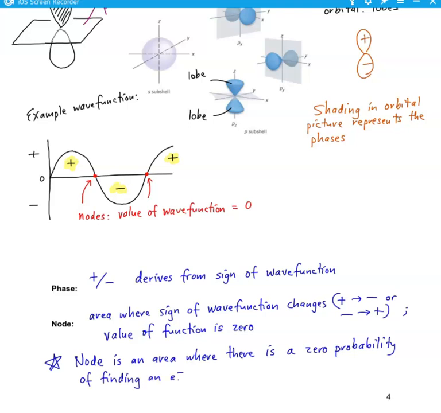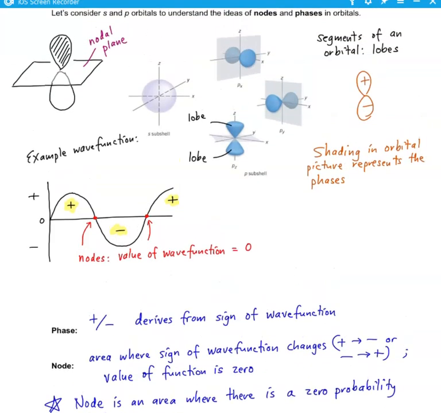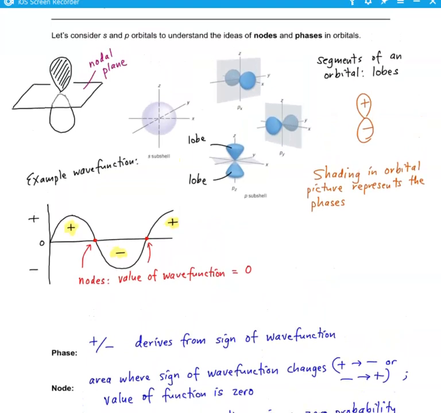So a node in an orbital is an area where there's a 0 probability of finding an electron. Okay, now let's go back up and look at this picture of the p orbital up at the top. Let's say that the p orbital has an electron in it. One of the questions that comes up is people wonder, how is it that that electron can move from one lobe to another lobe since there's a nodal plane between the two lobes?